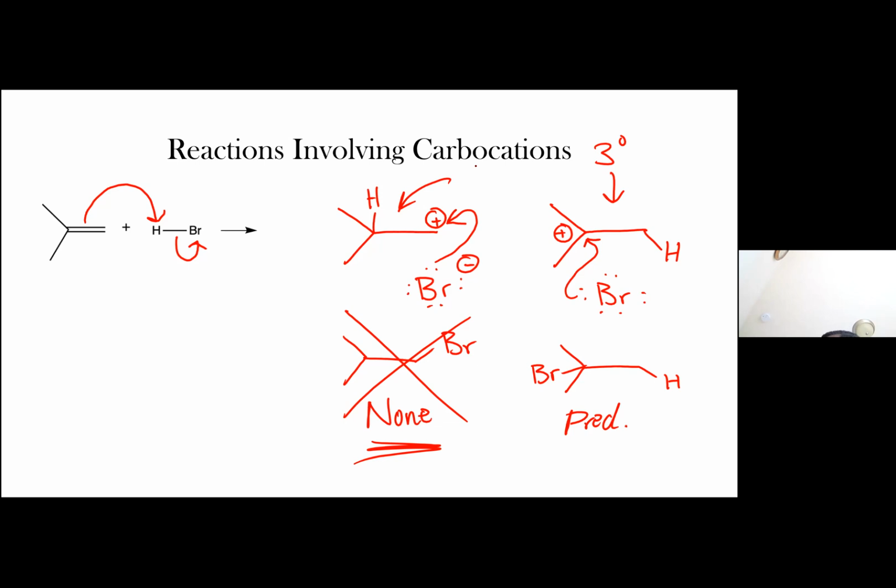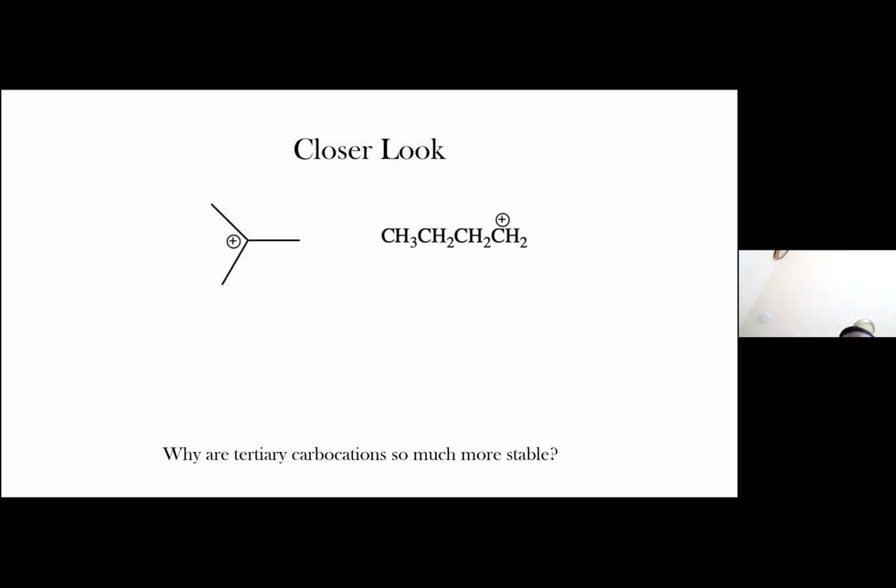And so from what we've learned, we know that primary carbocations are the least stable. So it makes sense why we have none of this product forming. It's forming through a primary carbocation intermediate, which is not as favorable as having this tertiary carbocation intermediate. So now let's go through and explain why this ordering of tertiary carbocations being more stable than secondary, being more stable than primary is occurring.